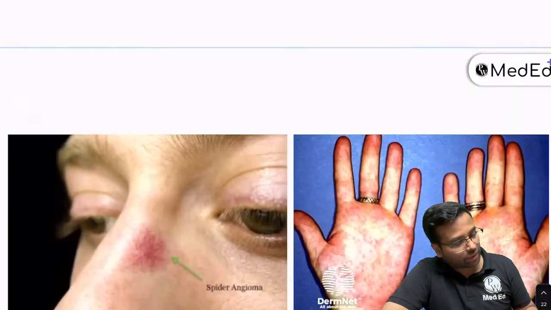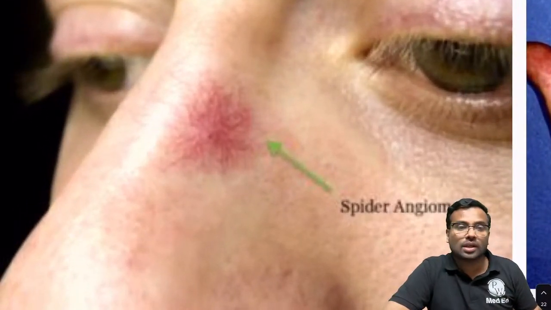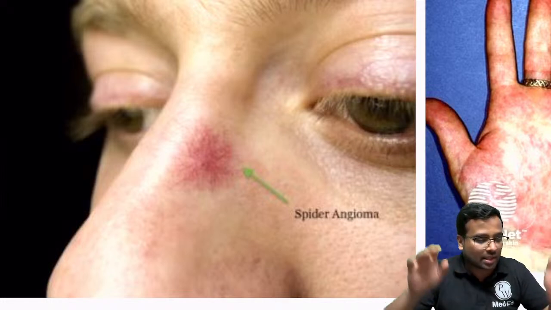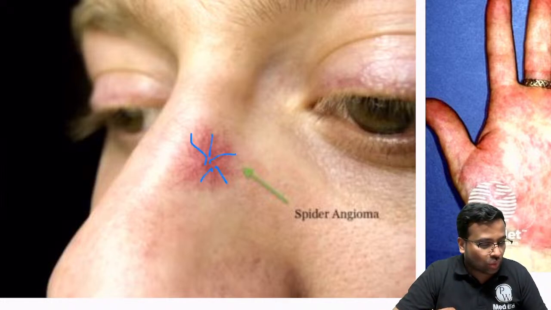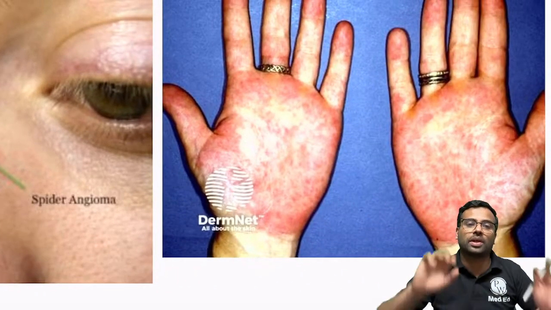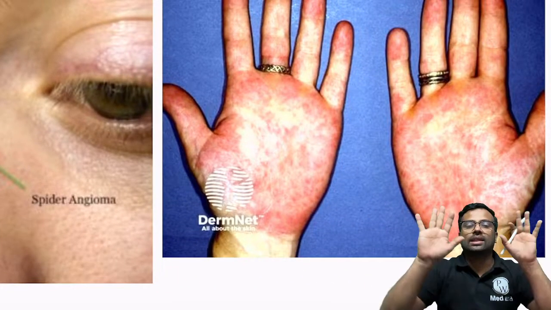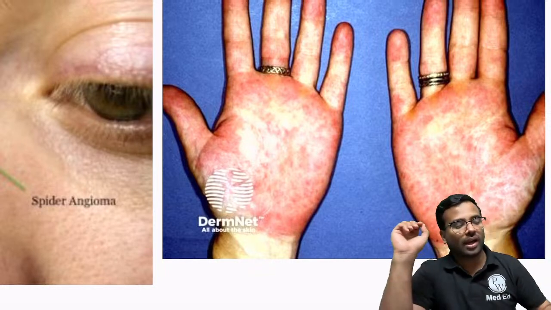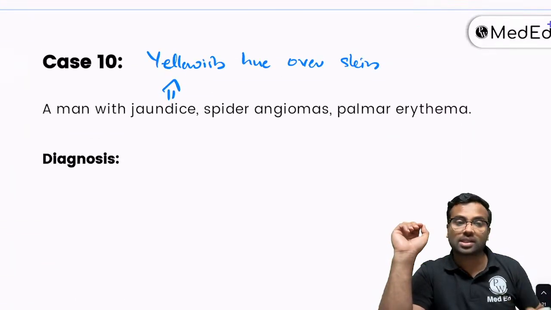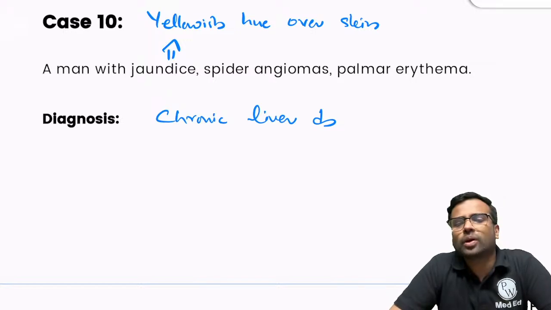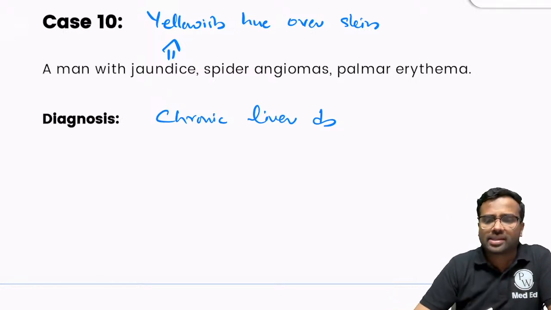Along with that, if you find these kinds of lesions, this one is called a spider angioma. You can see that it is spreading like this. Along with spider angioma, the patient is complaining that there is erythema over the palms as well. So palmar erythema, spider angioma, along with jaundice in the skin. So we are thinking about a chronic liver disease here. It can be because of anything, because we can't say exactly why.